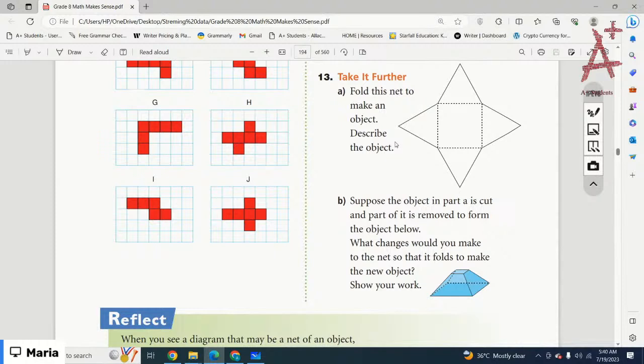And B: suppose the object in part A is cut and part of it is removed to form the object below. What changes do you make to the net so that it folds to make the new object? Okay, one, two, three, four.